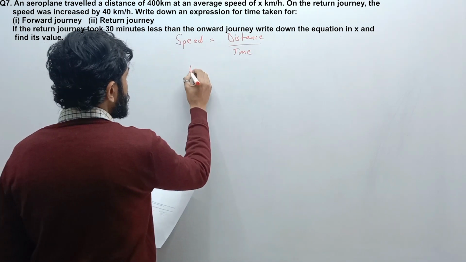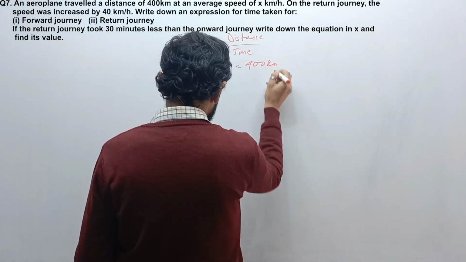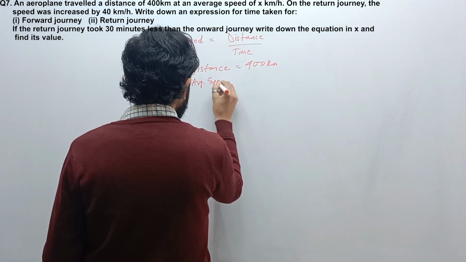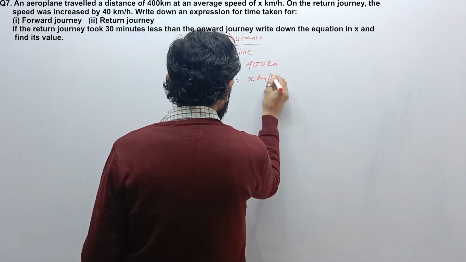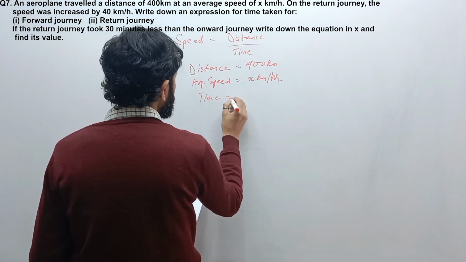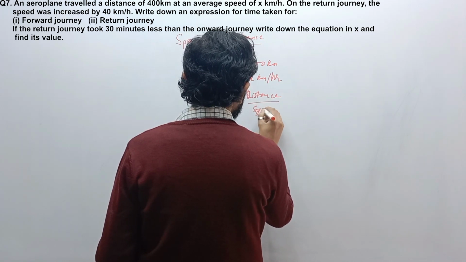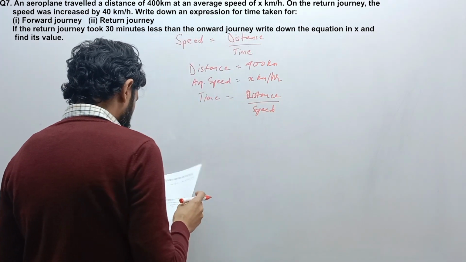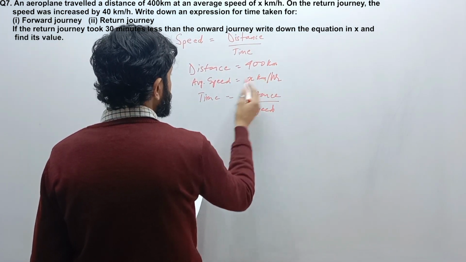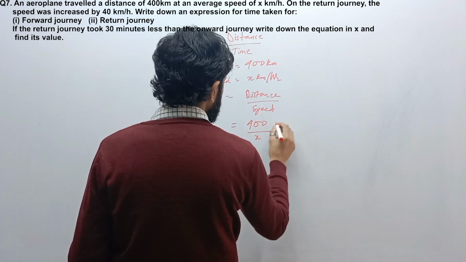So here we have been given the distance as 400 km and the average speed is x km per hour. So from this formula we know time would be distance upon speed. Hence, according to the question, if the distance is 400 km and the average speed is x, the time taken would be 400 upon x hours.